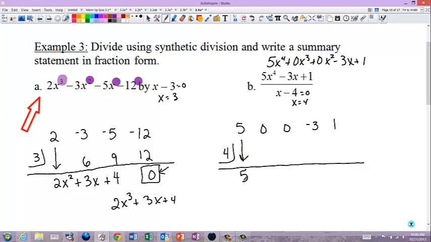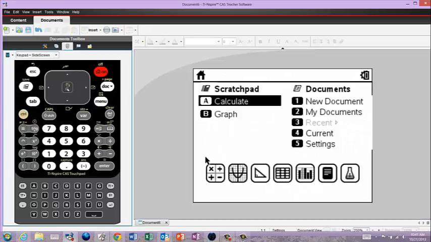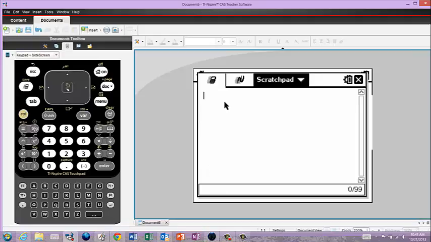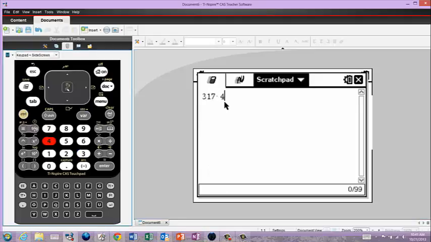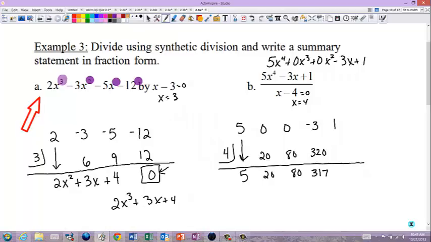Drop it. 5 times 4 is 20. 0 plus 20 is 20. 20 times 4 is 80. 0 plus 80 is 80. 80 times 4 is 320. Negative 3 plus 320 is 317. And then 317 times 4. I don't know what that is off the top of my head. So let me type it in my calculator really fast. 317 times 4 is 1268.